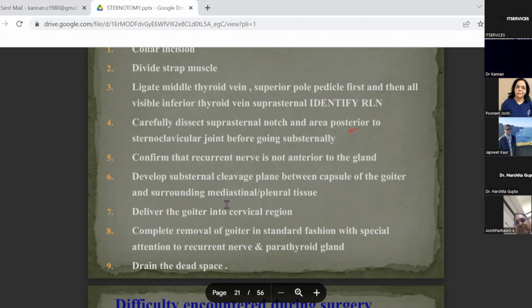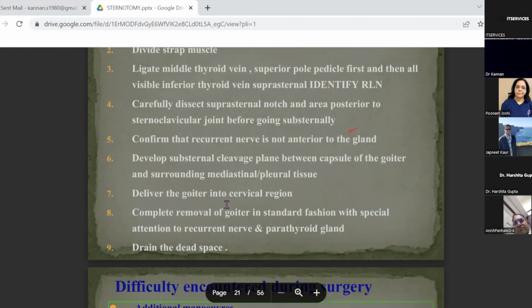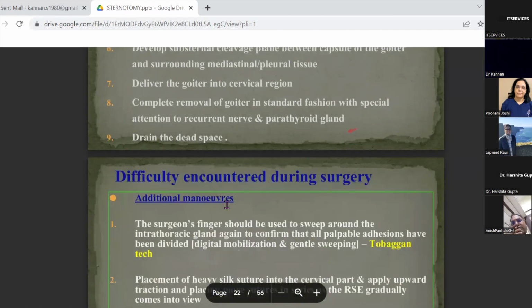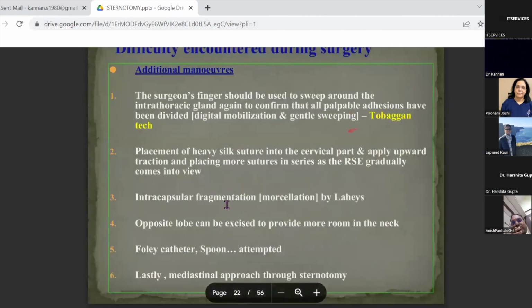There will be a dead space. In all these patients you must keep a drain. In a few small thyroids, we need not keep a drain. With small thyroids in the neck, you can avoid thinking of a drain, but here there will be a huge dead space. To close the dead space, always keep a suction drain. Sometimes you might not have an adequate space.